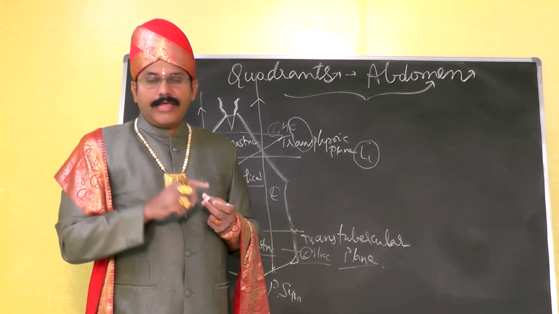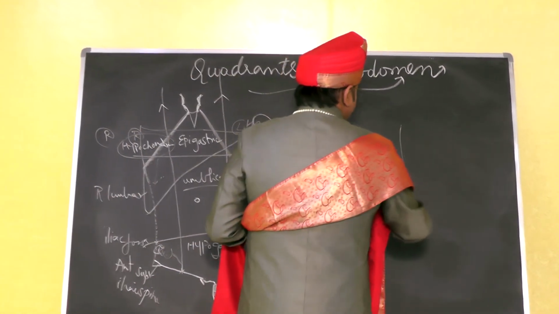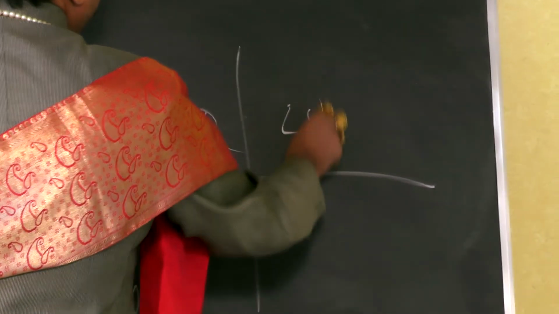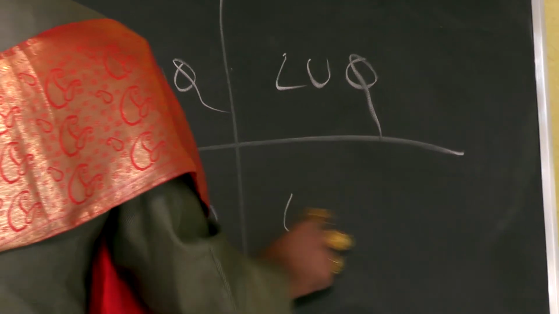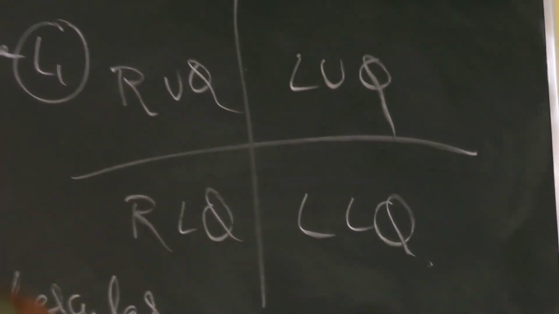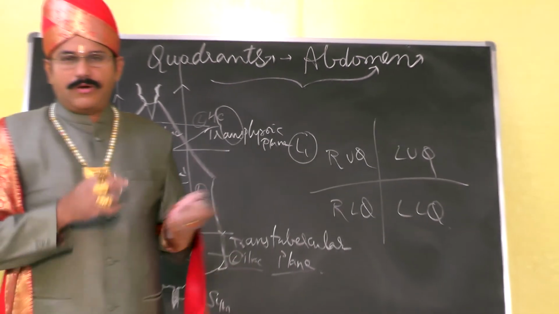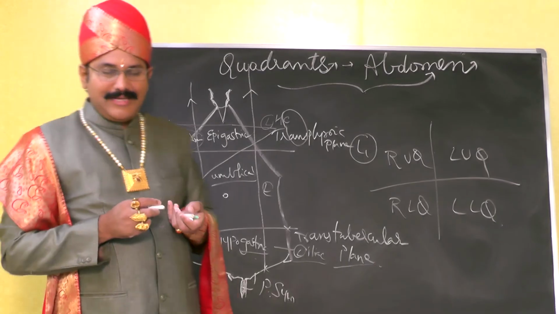There is another type of classification of these quadrants where they draw just 2 lines like this. This is called the right upper quadrant and left upper quadrant, and this is the right lower quadrant and left lower quadrant. But that is not that specific. If you divide the abdomen into 4 quadrants, it is not that specific, but this is more specific. Okay, thank you very much.